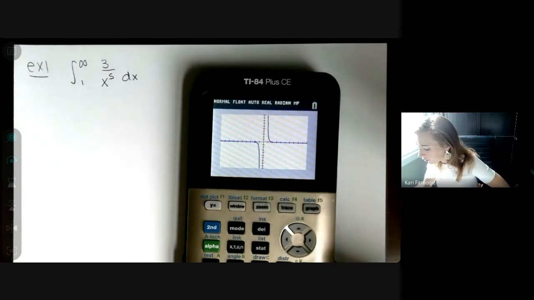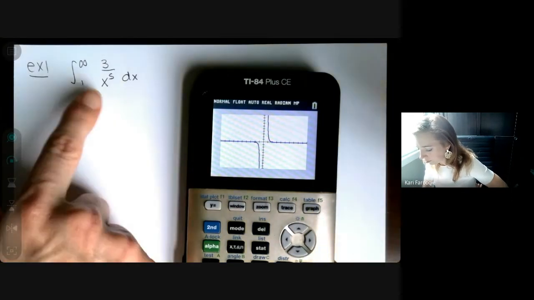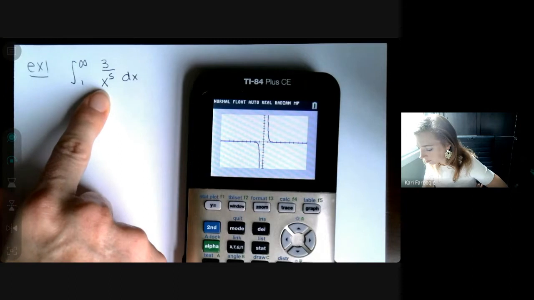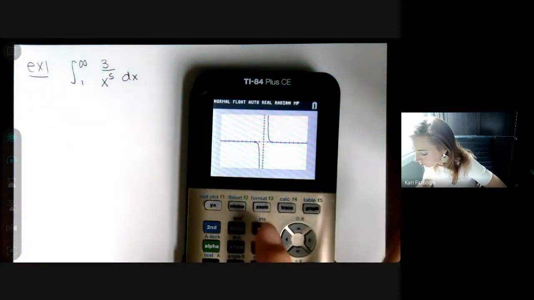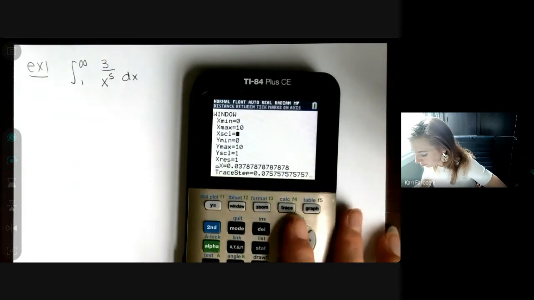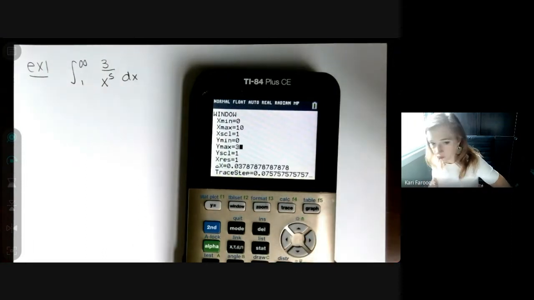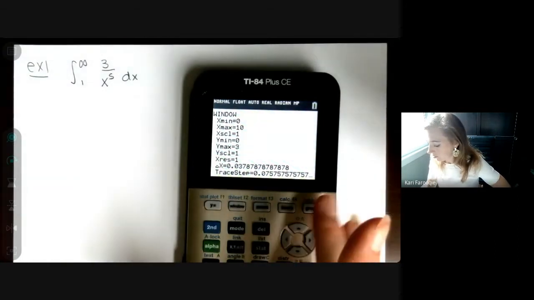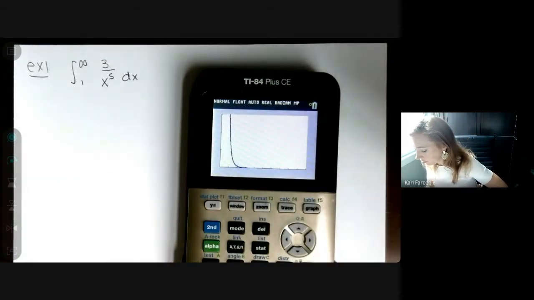So let's say we're only looking at what's happening between, let's see, if x is 1, y is 3. Let's just look at this in our window from, well, we can have an x min at 0. That's fine. Let's do a y min of 0 and a y max of 3, just so we can get that top value in there. And we know there's a horizontal asymptote at 0, so we don't need to go anywhere below the x-axis.